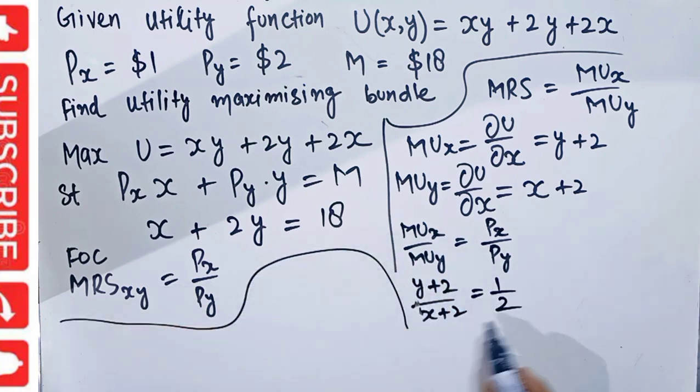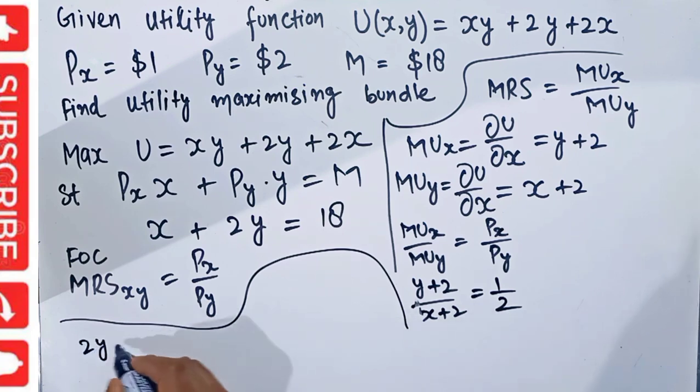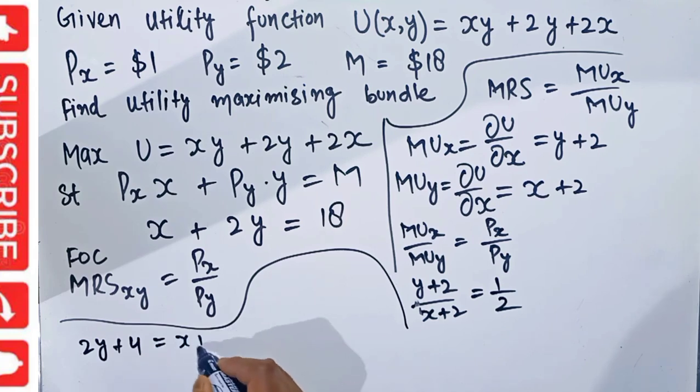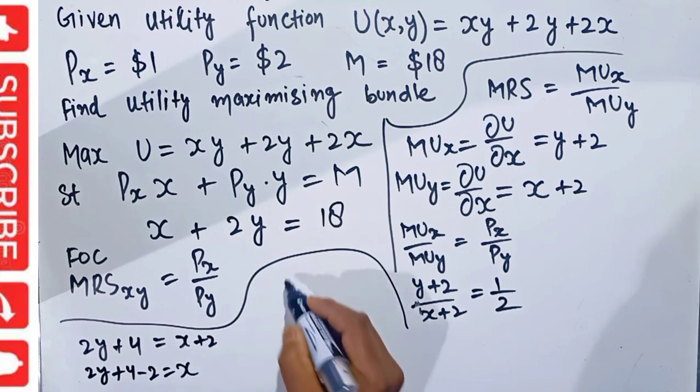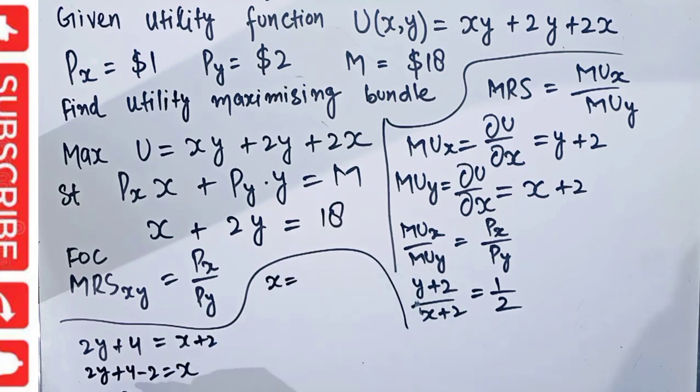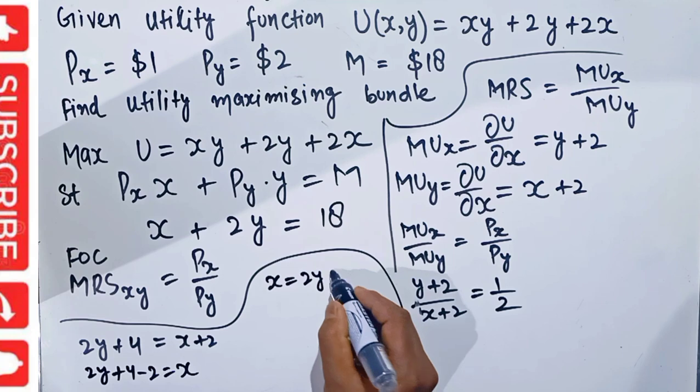After that, let us solve this. Cross multiplying, it becomes 2y plus 2 into 2 is 4, should be equal to x plus 2. Let us solve for x first. If I transpose this here, it will become 2y plus 4 minus 2 is equal to x, which implies x is equal to 2y plus 2.